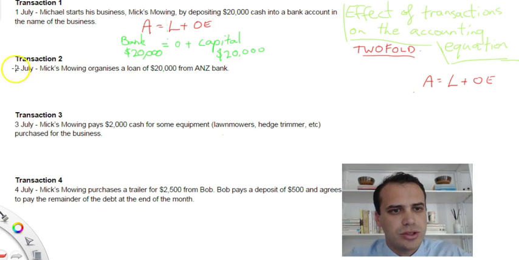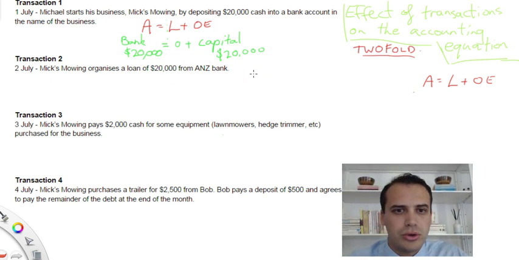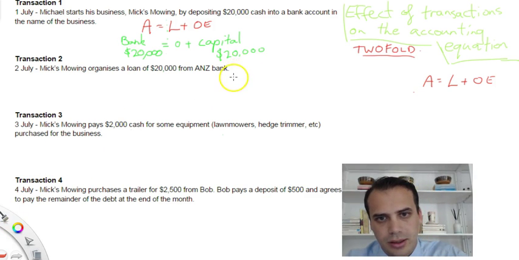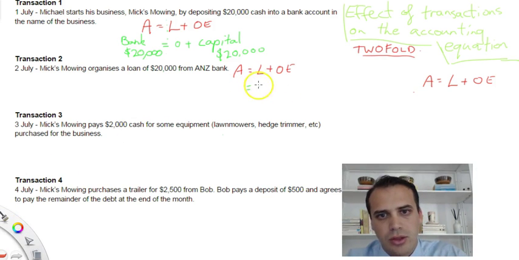The second transaction. On the 2nd of July, Mick's Mowing organised a loan of $20,000 from ANZ Bank. Now you guys will remember that a loan or a mortgage is considered a liability. So let's take a look at our equation again. Assets are equal to liabilities plus owner's equity. Okay, so I'm going to start here with the liabilities and then we'll move around. The loan is a liability and the amount of that liability is $20,000. Okay, so that's our transaction done.